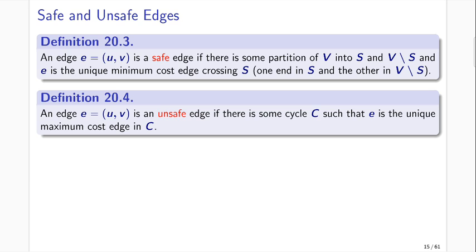On the other side, and this is less intuitive maybe at first sight, an edge e is unsafe if there is a cycle in the graph which contains e such that e is the most expensive edge in the cycle. And the intuition behind this definition is that if an edge is unsafe, you would prefer not to put it in the MST because it's expensive. The cycle is essentially a witness to the fact that this edge is too expensive and you should not include it in the MST. That's the intuition. We will see how this intuition comes true shortly.